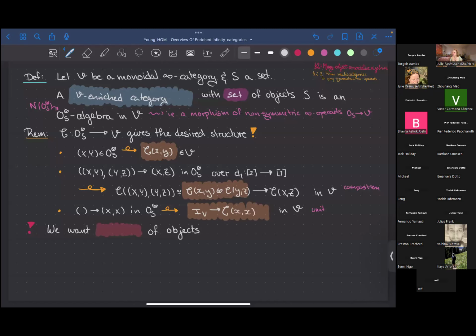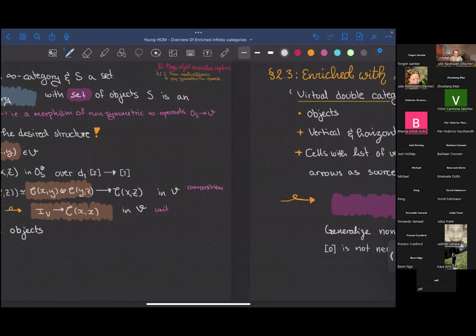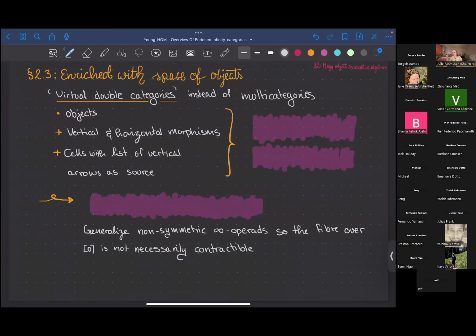But as you might have noticed, there is one problem with this. We get the structure that we're interested in, yes, but we're not quite happy because we don't want a set of objects. We want a space of objects. And the way that is fixed in the one-categorical version is by considering virtual double categories instead of multi-categories. And just very handwavy, a virtual double category consists of objects, vertical and horizontal morphisms, and then cells with lists of vertical arrows as a source.